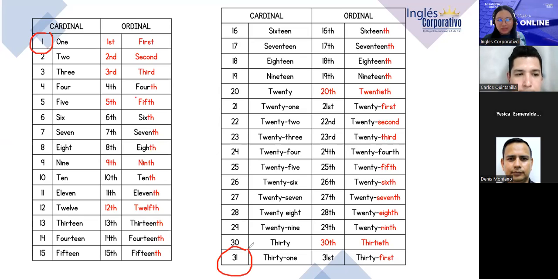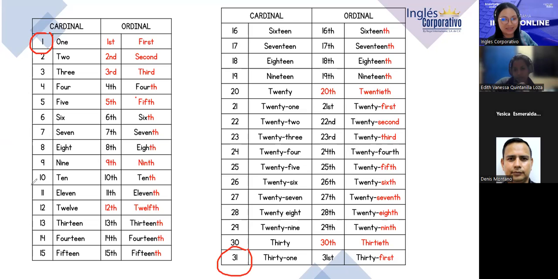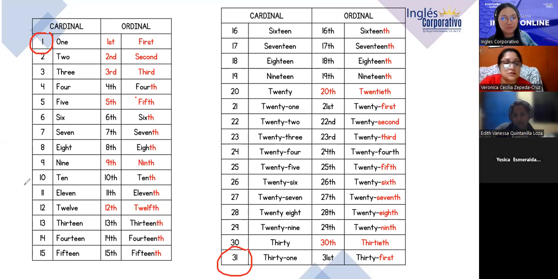Why? ¿Por qué del 1 al 31, teacher? Why is it? Por los días del mes. Exactly. Days of the month. In this opportunity, this is the information that we need, from number one up to number 31.